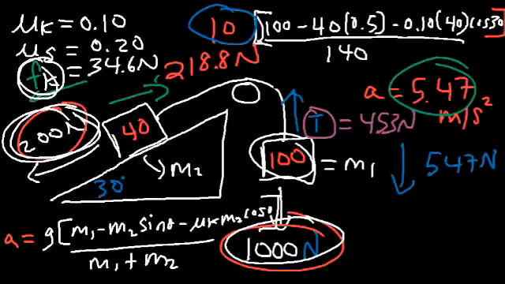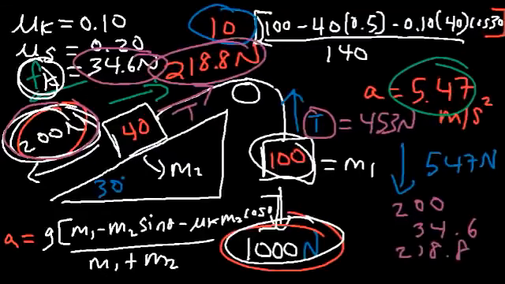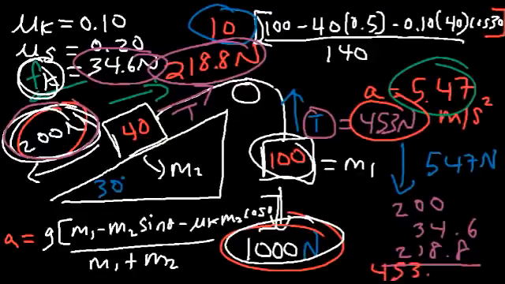The tension force that pulls the 40 kilogram block up has to be strong enough to support the 200 newton force, the kinetic frictional force of 34.6, and also it has to move the 40 kilogram block with an upward net force of 218.8. So it has to do a lot of work. Let's add these three values and see if we get 453. 200 plus 34.6 plus 218.8 is indeed 453.4, which is close enough. We can live with that.